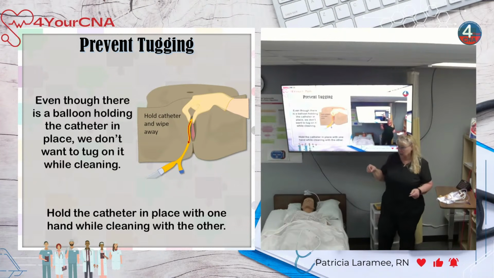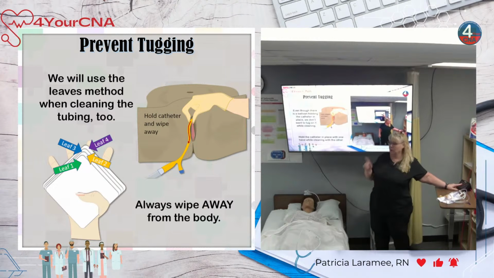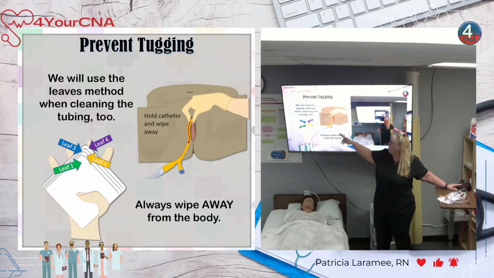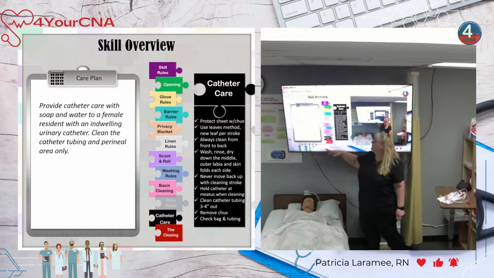Male peri-care, we hold the shaft of the penis. We start at the top, move in a circular motion down the shaft, wash, rinse, dry. Your skills book talks about that. We're going to use the same cleaning methods, our leaves method. So we're going to wipe once, fold the leaf, wipe again, fold the leaf, wipe again, fold the leaf, wipe 4 times. Whatever we wash, we rinse. Whatever we rinse, we dry. Good. Not much there. Questions?